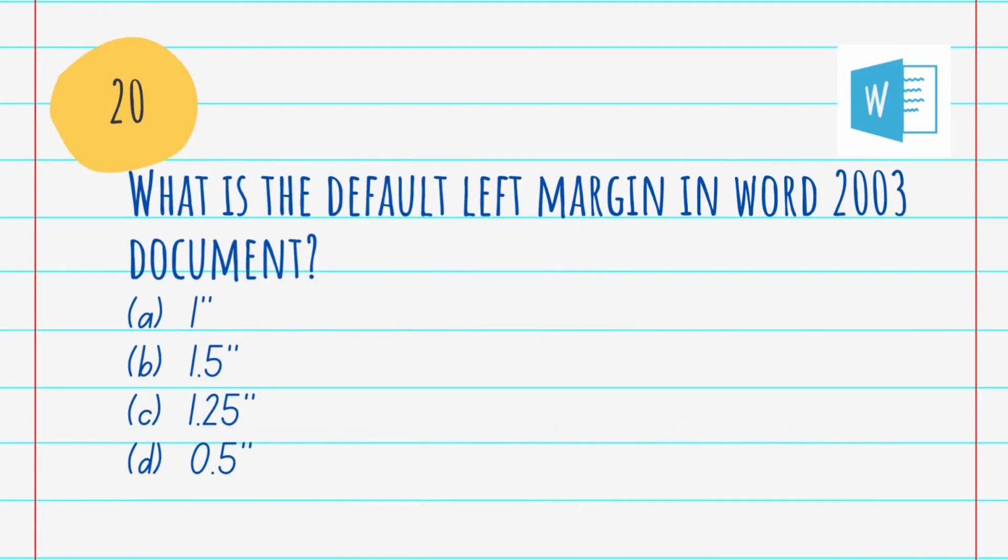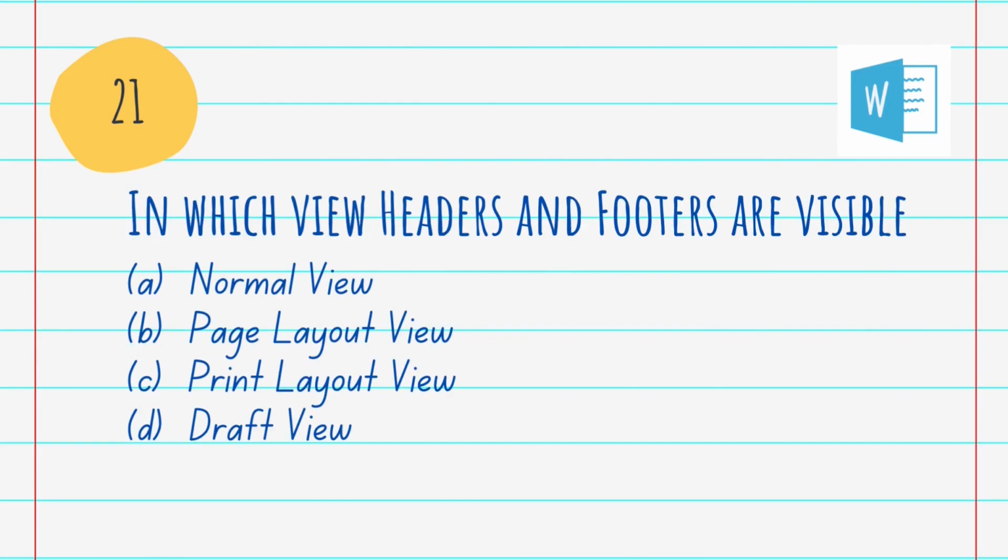Then question number 20. What is the default left margin in a Word 2003 document? A 1, B 1.5, C 1.25, D 0.5, and the answer is C, 1.25. The default margin for Microsoft Word from version 2.7 onwards has been 1 inch, that is 25.4 mm, all around. In Word 2003, the default top and bottom margin were 1 inch, that is 25.4 mm, but 1.25 inches, that is 31.7 mm, were given at the left and the right. Got it?